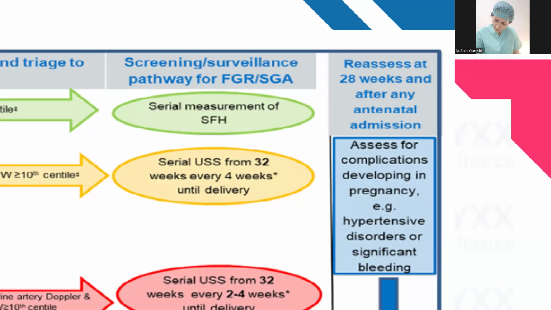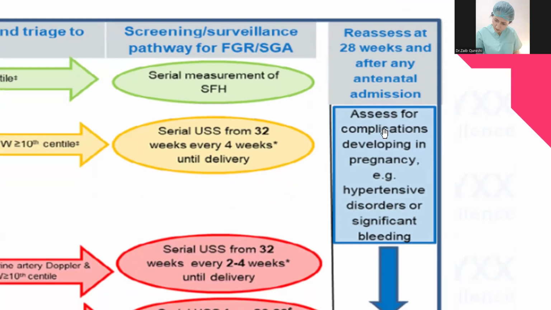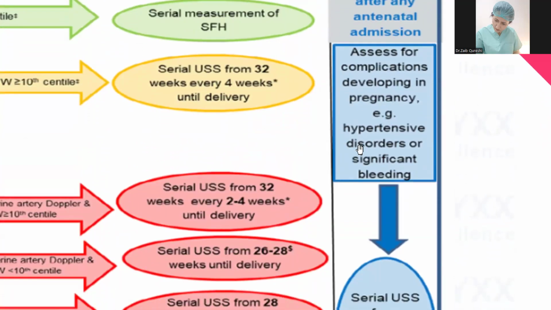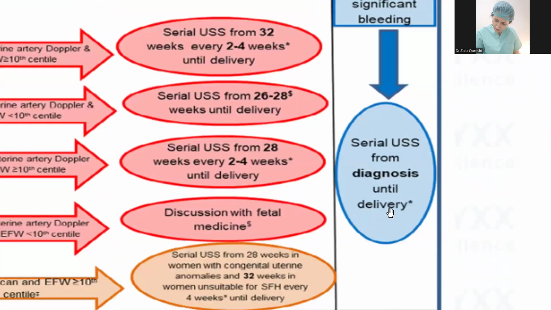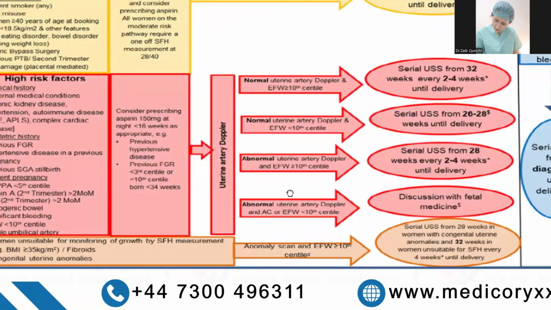That's it. Okay, so if on symphysiofundal height you see any kind of problem, you will assess for any complication developing in pregnancy, for example, either hypertensive disorders or if there was significant bleeding. Okay, so in this scenario, you are going to be having serial scan from diagnosis until delivery, and then every woman will be labeled individually.